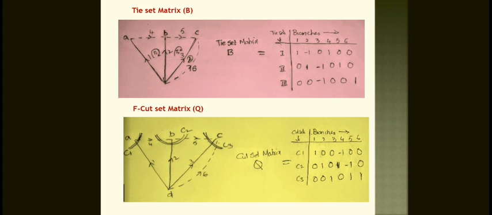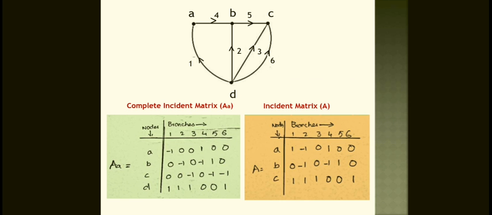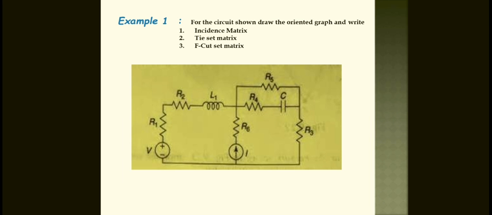And these are the 4 important formulas and procedures to solve the given graph. What are they actually? Tie set, F cut set, complete incident matrix and incident matrix. Okay, these 4 are very, very important. Sometimes they may ask in examinations. Right, for example, you say same.